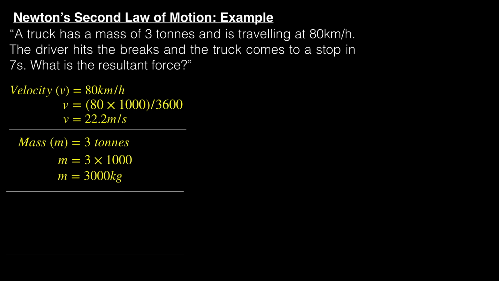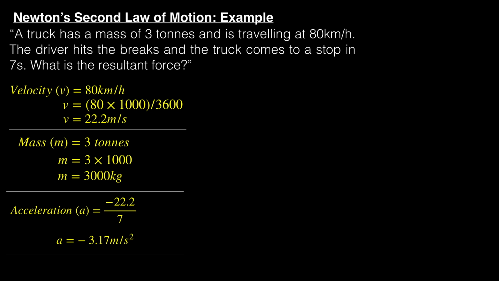Next, we have to calculate the deceleration over the 7-second period. Now we know that 22.2 meters per second is the velocity, so dividing this by 7 seconds gives us a deceleration a, which is equal to 22.2 over 7, which is equal to 3.17 meters per second squared.